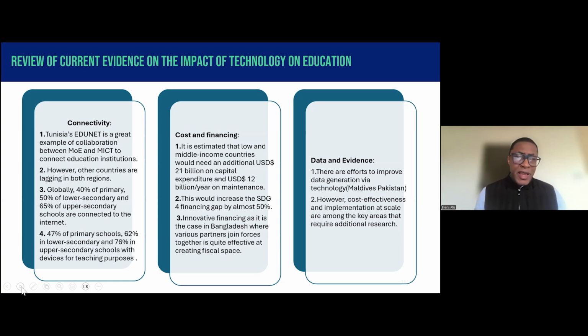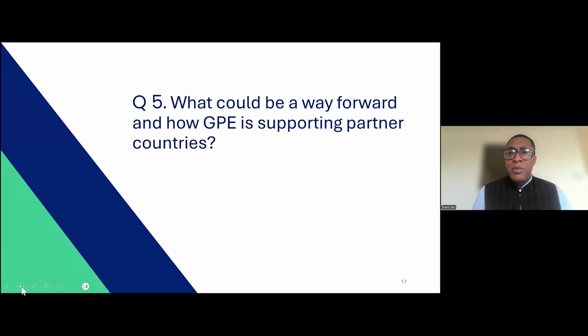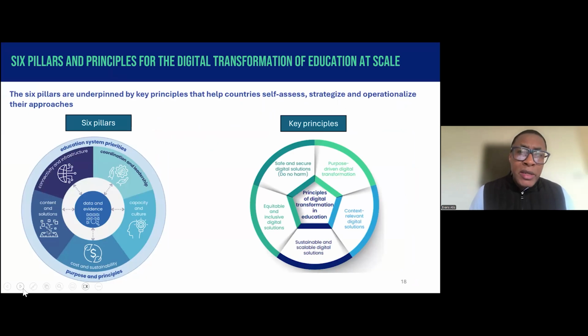And the last question, if I still have time, is how can we move forward, and how is GPE supporting? You might have heard that recently we adopted, during the UN General Assembly, a global framework with 6 pillars that are aligned with the entry points I mentioned above. The idea is to use them as a way to self-assess the digital readiness of countries and strategize where we need to reinforce, whether it's leadership and collaboration, capacity, having a clear idea of the costs and building financing models, the content or digital solutions, or connectivity, but really having data and evidence at the center.